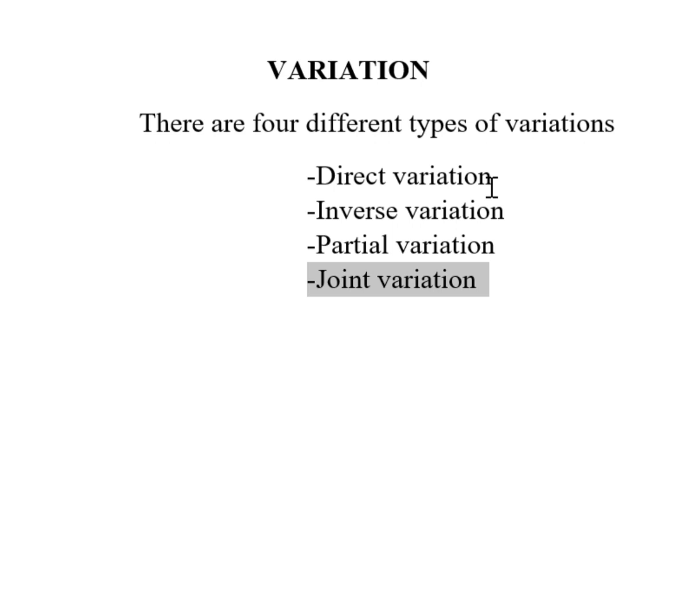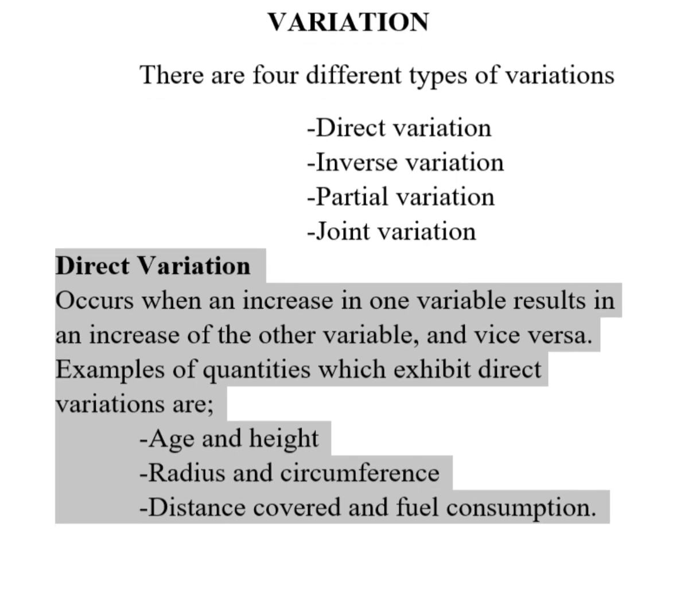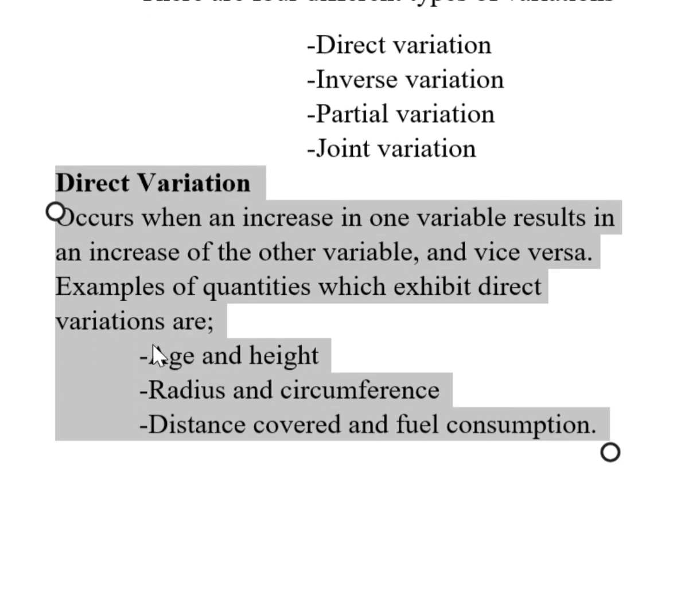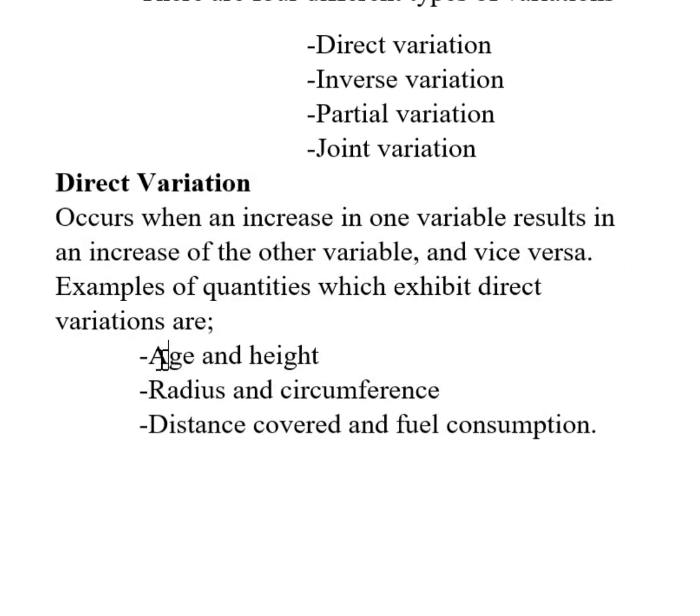Examples of direct variation are when we talk of height and age of a person. As you grow from birth, your age will be increasing as your height increases. Another example is radius and circumference of a circle. As the radius increases, the circumference of a circle increases. Then we also have distance covered and fuel consumption. The longer the distance you cover when you are driving, the more is the consumption.